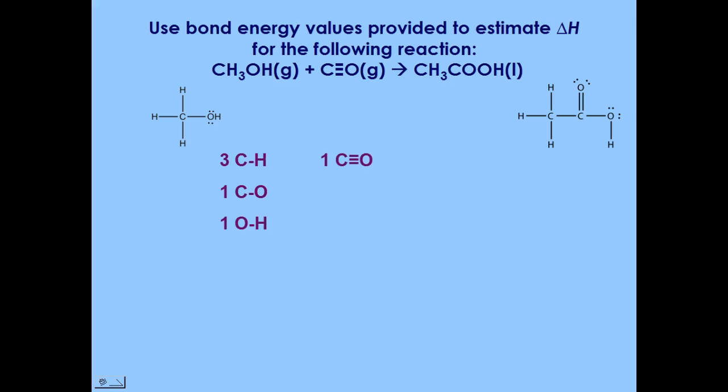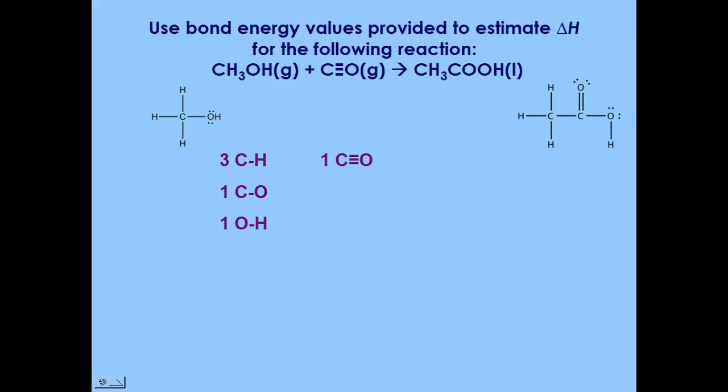And notice I'm putting the numbers that we had: 3 of the CHs, 1 of the COs, and 1 of the OHs in methanol. If there had been a coefficient in front of any of these substances in the balanced equation, then you would have had to multiply the number of bonds by that coefficient. So you do still have to account for the stoichiometry of your reaction.